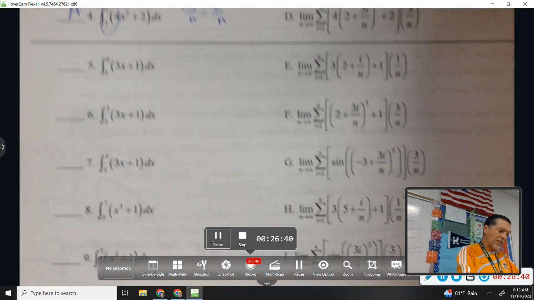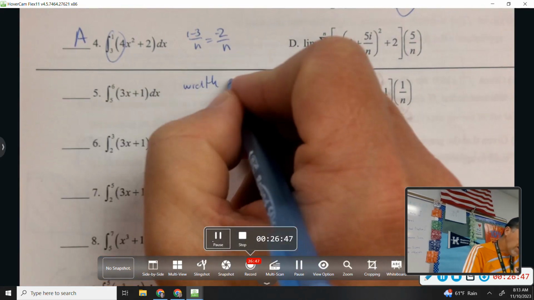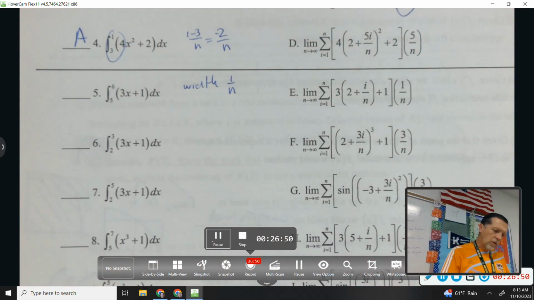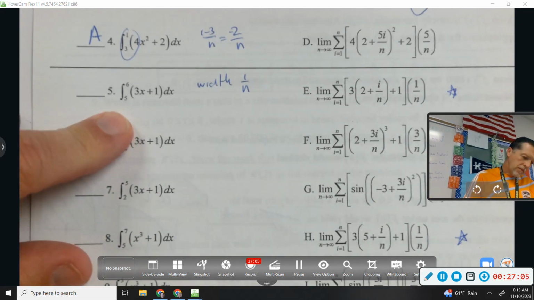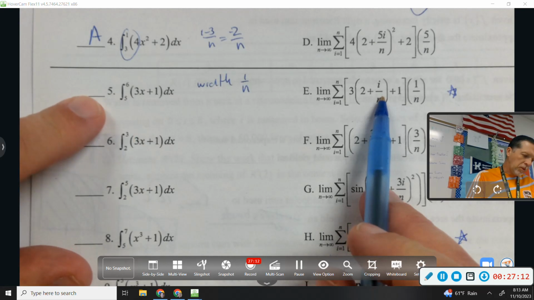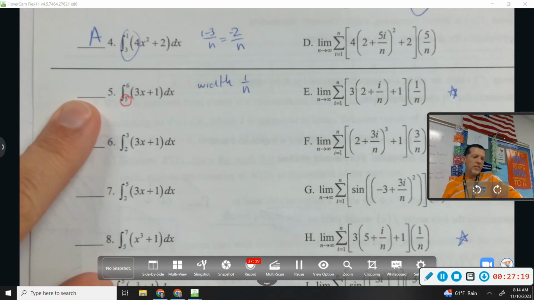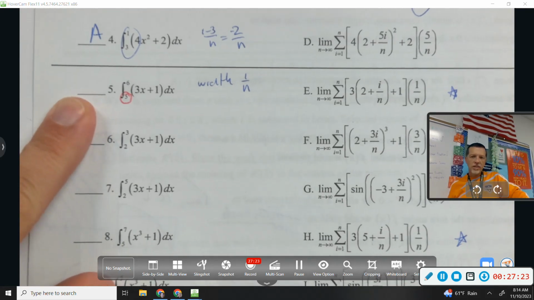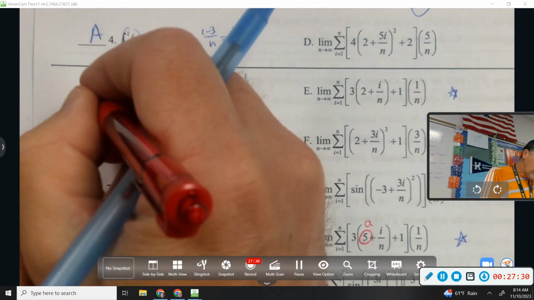Now the next set, a little bit harder. Let's see if we can get number 5 done before the bell. So width is 6 minus 5 over n. So the width is 1 over n. So already I'm looking at E and H. They both look like 3 times something plus 1. But which one of them starts at 5? Which one of them has an A at 5? E or H? H, because there's my 5. That's my starting spot there. So 5 is H.